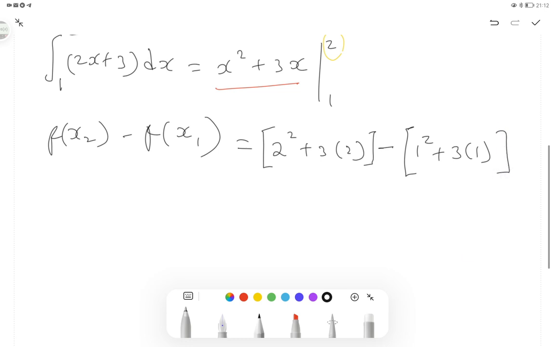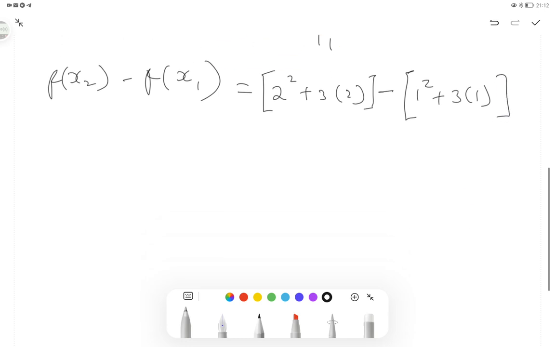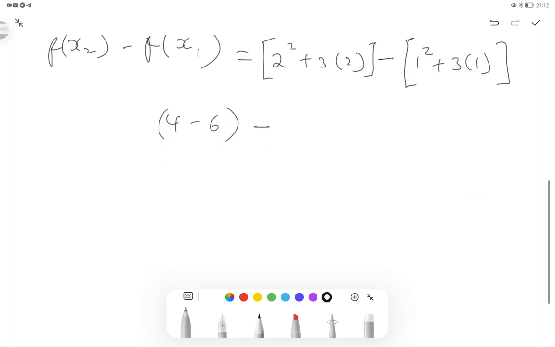So at the end you subtract those brackets. So I have 2 squared is 4, minus 3 times 2 is 6, minus 1 squared. 1 squared is 1. 3 times 1 is 3. That is plus here. Alright, at the end we're going to have 4 minus 6. The answer is minus 2.